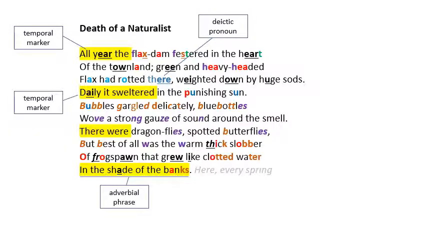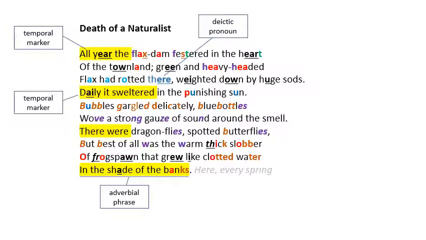If you look at stanza 1, or the section here anyway, then you can see a vast number of different techniques used by Heaney to construct a mass of sounds, the music of the experience. To start with, he structures the memory of his past, of exploring nature, through the temporal markers. So you've got all year, daily it sweltered, and in the shade of the banks. So you've got those references to the past.